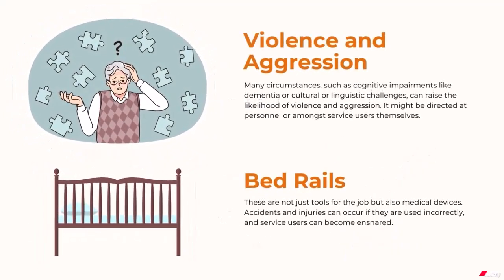Violence and aggression. Many circumstances, such as cognitive impairments like dementia or cultural or linguistic challenges, can raise the likelihood of violence and aggression. It might be directed at personnel or amongst service users themselves. Bed rails. These are not just tools for the job, but also medical devices. Accidents and injuries can occur if they are used incorrectly, and service users can become ensnared.